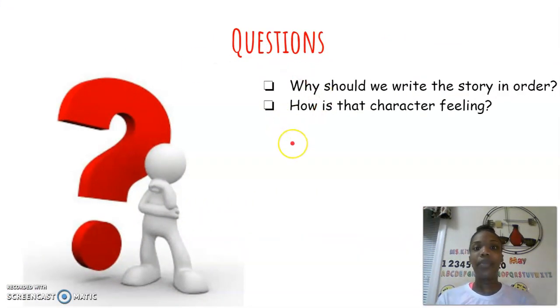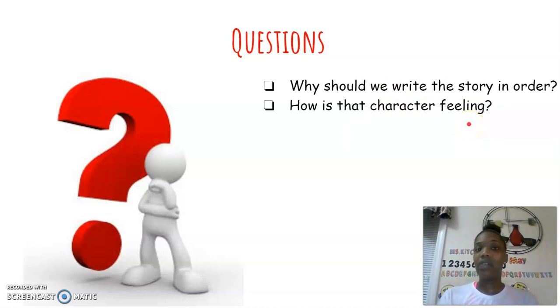Here are some questions you should be asking yourself when you are writing about whatever it is that you're writing about. Why should we write the story in order? Well, I know it helps our readers to understand when we are starting our story, when to get really into the story, and when the story is going to end. All right? It helps them to organize the information in their minds. Remember, we want them to be able to gain a picture of what it is that we're writing about when they're reading it.